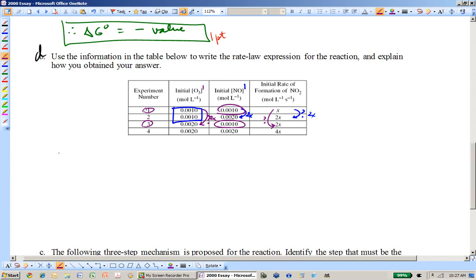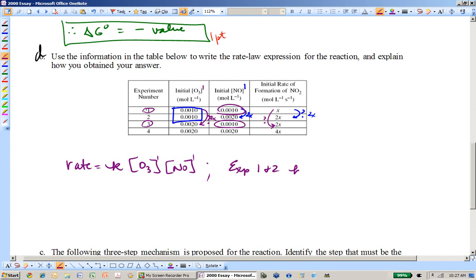So now I can write the rate law expression that they want me to do. Rate equals k. You always start that way. Concentration of O3, and we know that's a 1. Concentration of NO, and we figured out that was a 1. No, you don't have to write the ones. The ones are understood. I put them there for emphasis. And then they want me to explain how I obtained my answer. So I'm going to now put into sentences what I just did.